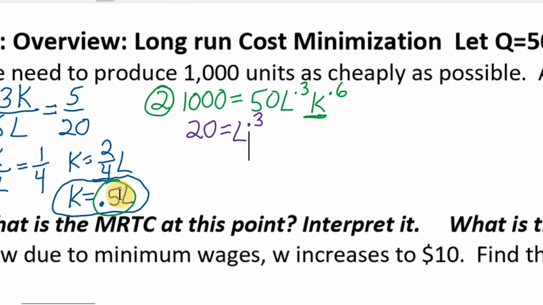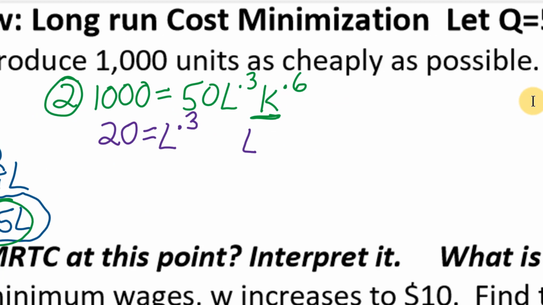And let's go ahead and make this substitution. 0.5 L goes in for K. So 0.5 L, all raised to the 0.6 power. And what we're going to do is distribute that 0.6 power to the 0.5 and the L. Let's go ahead and take care of that. 0.5 to the 0.6 times L to the 0.6.